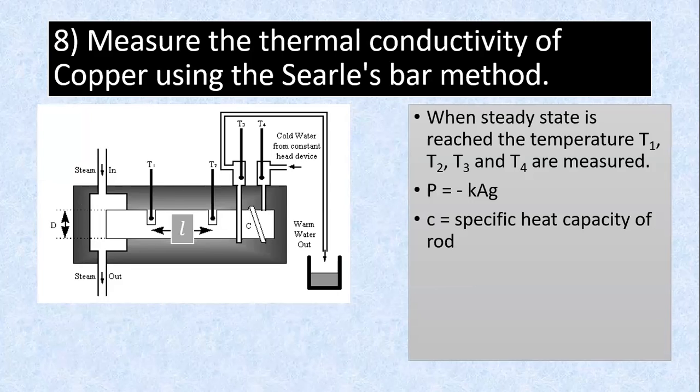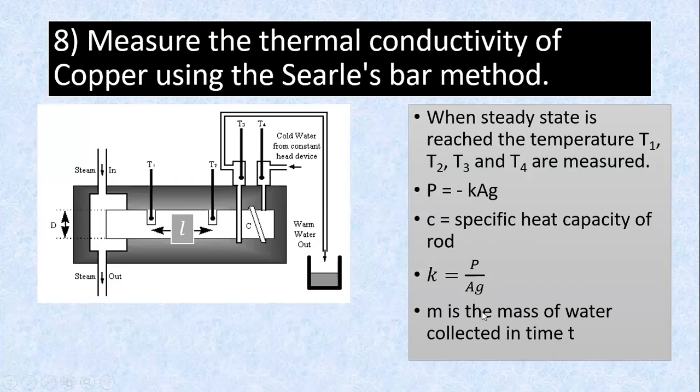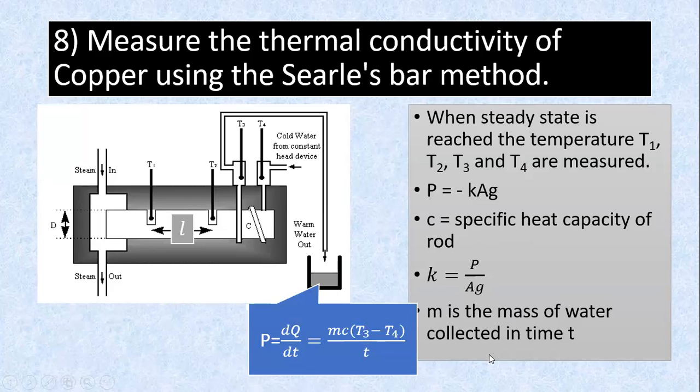Right? C is the specific heat capacity of the water. K is P over AG. M is the mass of water collected in time t. So we can calculate our P, dQ/dt. Right? That is your SPM work. MC, difference in temperature, T3 and T4, divided by the time. That's the time. And we can calculate this P.